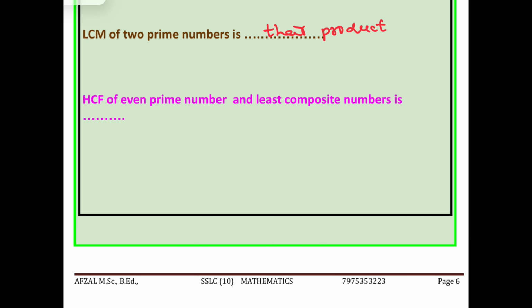HCF of the even prime number and the least composite number. The even prime number is 2 and the least composite number is 4. That is, HCF of 2 and 4. HCF of 2 and 4 is 2.